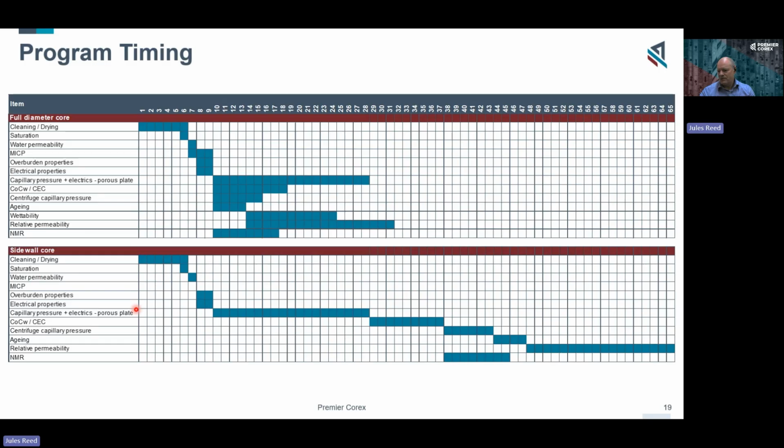But with sidewall cores, because of limited use, quite often you're having to reuse the samples. One sample might have to go through capillary pressure, then through the cation exchange capacities or Co, Cw, then through centrifuge potentially, and then through relative permeability. And so it significantly extends the timing of any core analysis program. So that has to be taken into consideration when looking at sidewall cores. The timing required to obtain data will be significantly longer potentially.